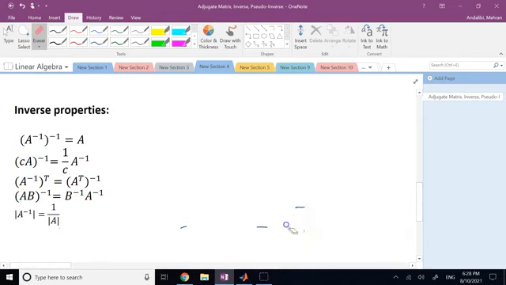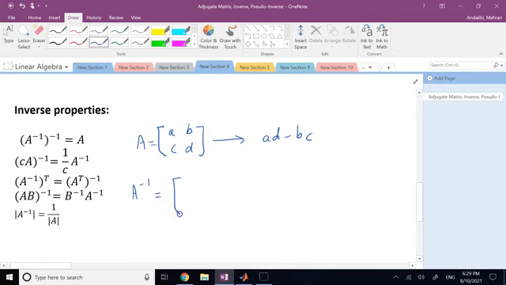I'm not going to prove most of these, but just might give you 1 or 2 examples. But absolutely, we are not after proving each and every one. I leave it up to you. So let's say for the 2 by 2 matrix, if you remember, the determinant of A was what? Was AD minus BC. Now, what was A inverse? If you remember, the A inverse was D, negative B, negative C and A divided by determinant.